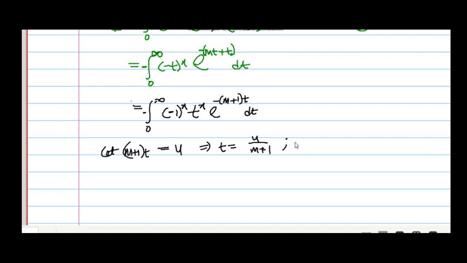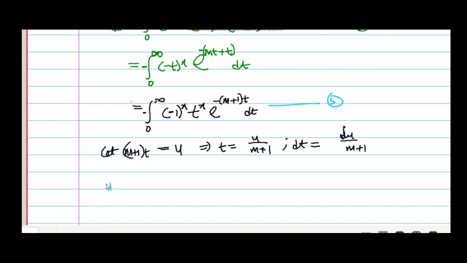And if we differentiate t now with respect to u, we're going to have dt equals du divided by n plus 1. If we differentiate t with respect to u, we have this. So we are going to substitute this in this equation again. Let me call this equation 5. We're going to substitute all of this in equation 5.